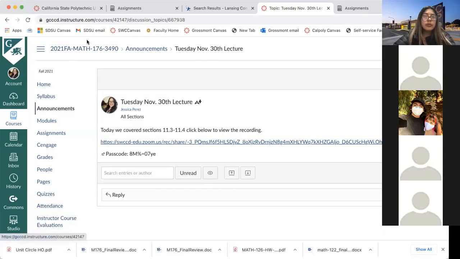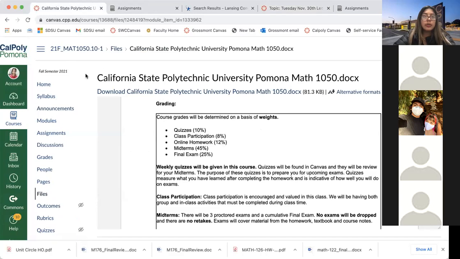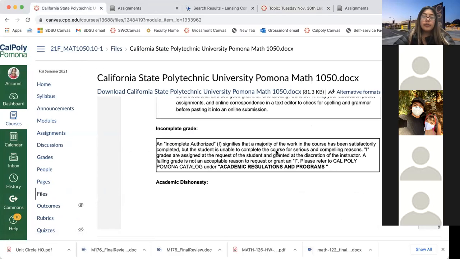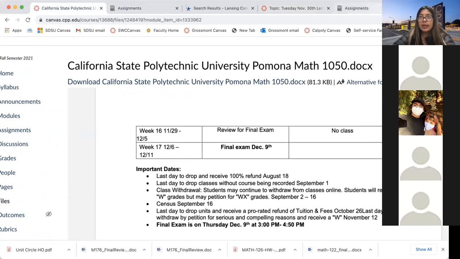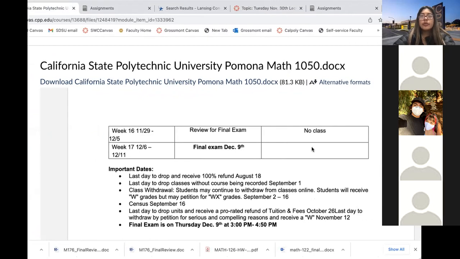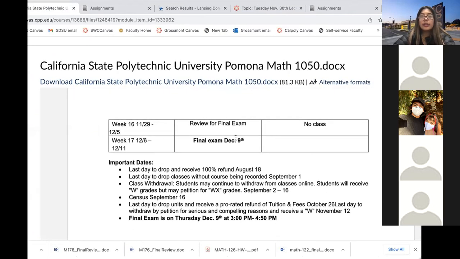Again, please make sure to look at your syllabus. That's what I want you to do first. So let me show you. Let me share my screen. If we go to your course 1050, if you scroll down to the calendar, today was review for the final exam, which is what we did today. There's no class because there is December 9th. We come back. That's the last day for the final.